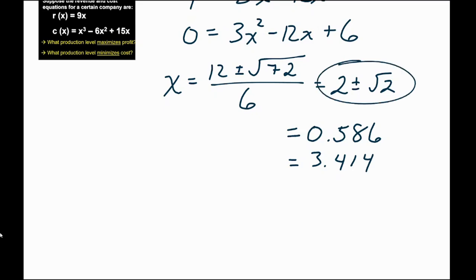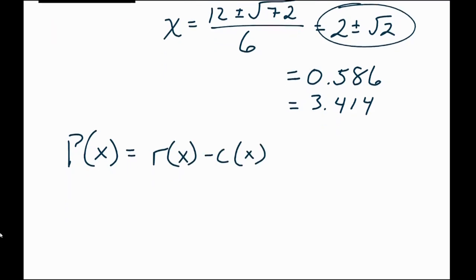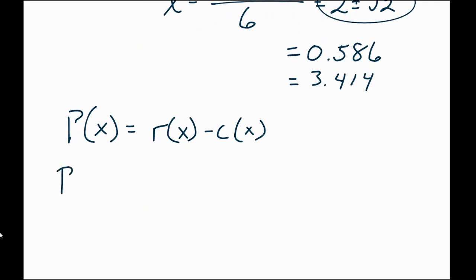Now, what does this mean? Are both of these the maximum? Doubtful, unless it's a tie, unless we end up with the same value. The same value for what? Well, the same value for your profit equation. Remember, profit is revenue minus cost. So basically, I have to do what we've done for a lot of these problems, actually plug in. So I'm going to plug in 0.586, and of course I would plug that into the revenue equation and the cost equation and then subtract.